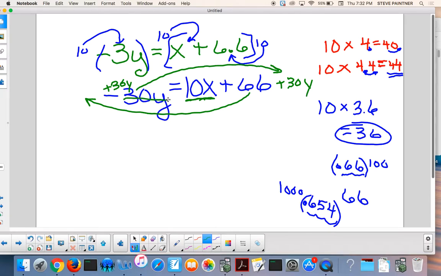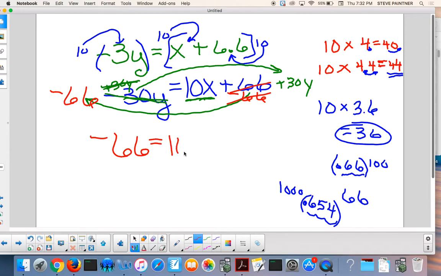Negative 30y, add positive 30y, and it's gone. The 66, to get 66 out of there, you go minus 66. Gone, that's 0. Minus 66. All right, I know this looks like a mess, but just take your time. On the left, you have negative 66. On the right, you have 10x plus 30y.